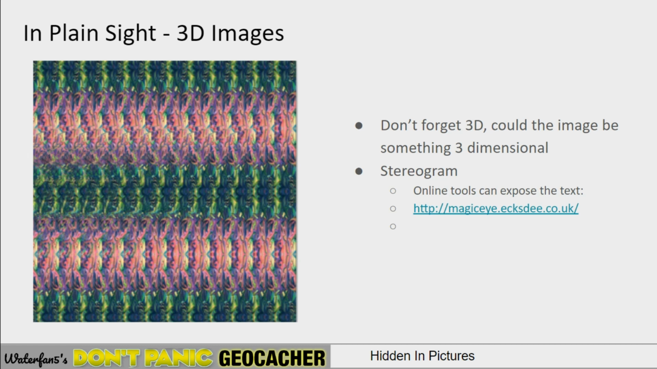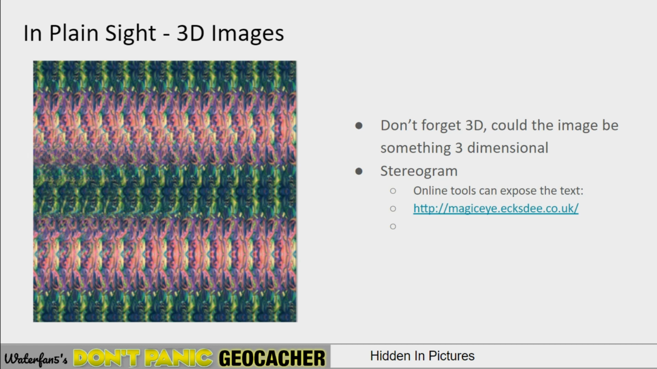Now I show here a very popular way of 3D, so-called stereograms, where you have to stare at the image and hope that you see something. There are fortunately online tools that can help you with that, and depending on what it is, it might hide a number or it might hide an object that you need to catch.